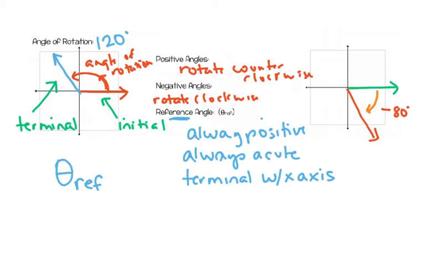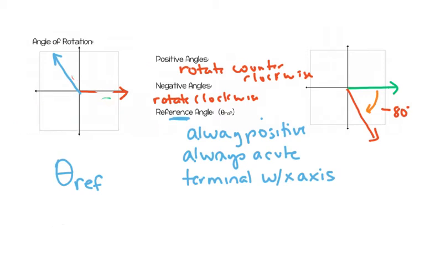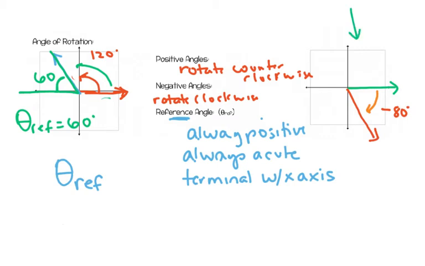As some examples, let me erase what I have right here. If I look at this picture, and this is my angle of rotation, and I say that's 120 degrees, that's actually not my reference angle, because this terminal side, my blue side, is not the acute angle that it makes with the x-axis. So to get my reference angle, I'm going to look at the acute angle that it makes with the x-axis. If this part is 120, this would be 60. And so my reference angle on this one would be 60 degrees. If I look at this example on the right, remember it always has to be positive. This is 80 degrees, and the angle that it makes with the x-axis would be 80 degrees. And so my reference angle would be 80 degrees.